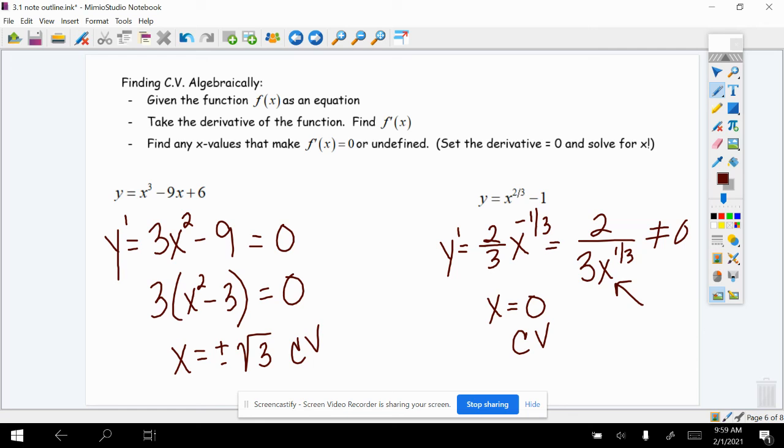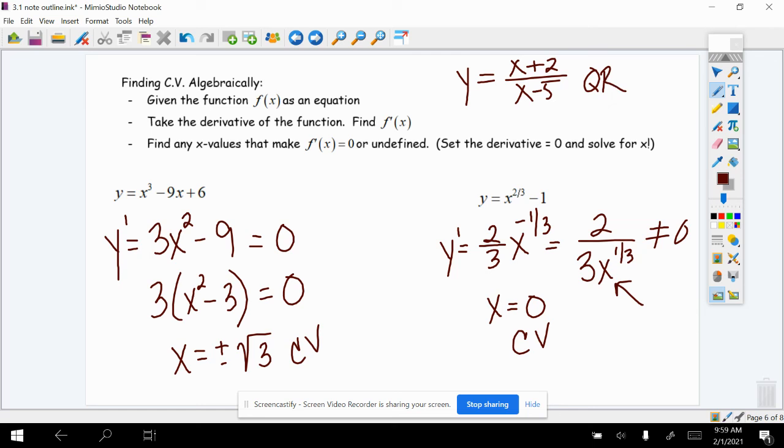Probably the most common mistake that students make is they forget to derive. And I know that sounds silly, but I've seen students given something like this, where it was like x plus 2 over x minus 5. And instead of actually going through and doing a quotient rule to derive this, they'll just look at it and go, well, I know what makes that 0.